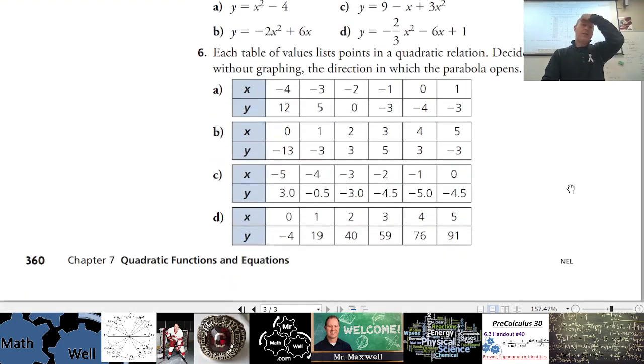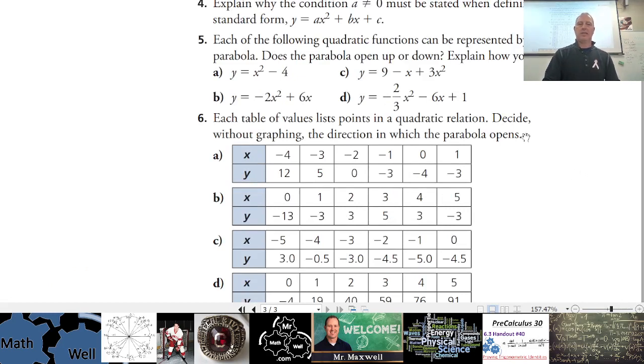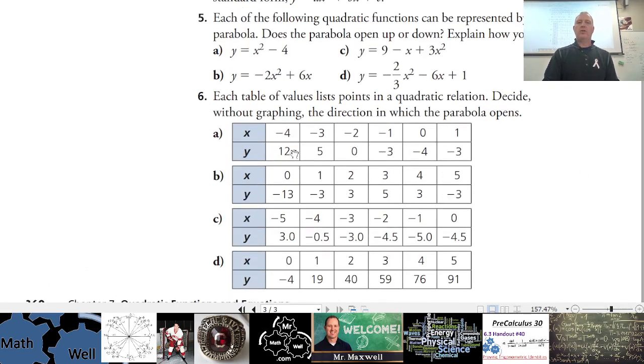Okay. I'm going to let you guys work on 6 and 7. Or it's just 6, I guess. There's no 7. So just 6. It says each table of values lists points in a quadratic relation. Decide without graphing the direction in which the parabola opens. So you have to map, as x increases, does y go up and then down? That would be opening down. Or does y go down and then up? That would be opening up. So take a minute, because I know that not all of you have gotten this far. I will probably comment on this in a bit, to give you a chance to finish your assignment.